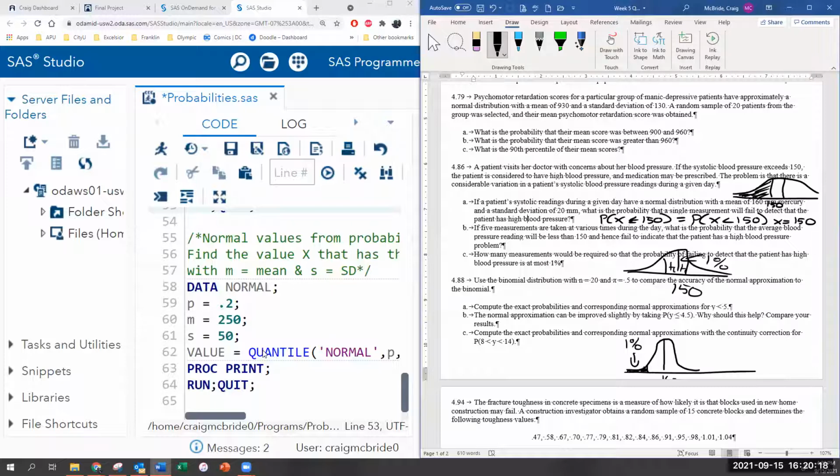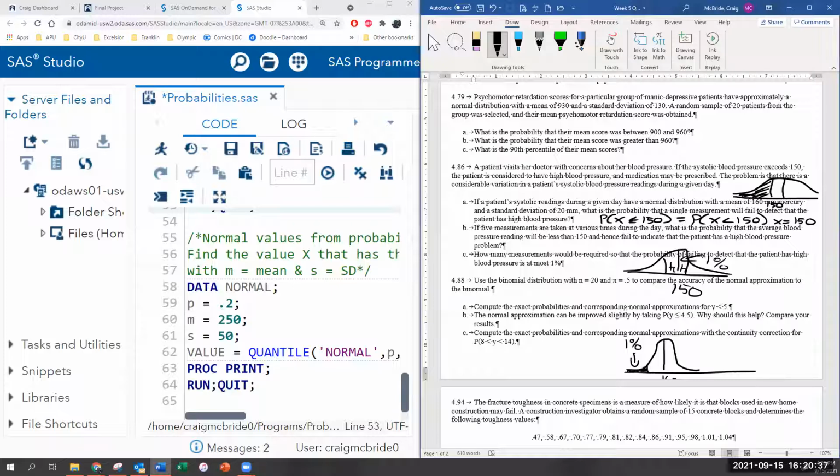Instead of, hey, if you take 5 measurements, what's the likelihood of being less than 150? Or if you take 10 measurements, what's the likelihood of being less than 150? We're asking, how many measurements do you have to take in order for that likelihood of being less than 150 to be 1% or less?